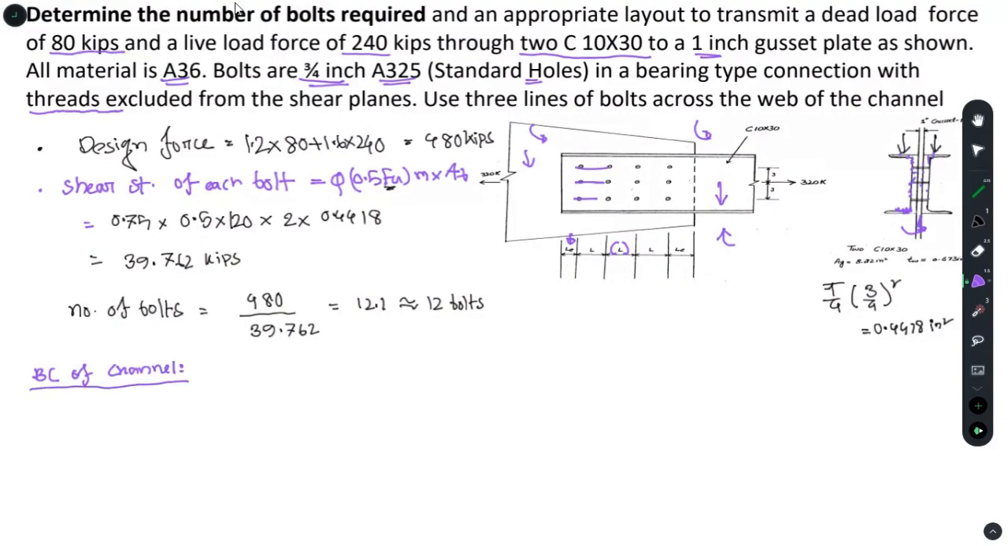For that, we have a formula of phi Rn equals 2.4 Fu d t. In this case, sorry, there would be a phi. Phi is a value of 0.75, 2.4, and your Fu value is, since your channel section is using a material that is A36, so your Fu value here for A36 is 58 ksi, and you need the d value.